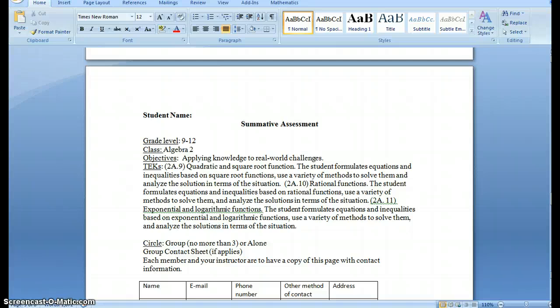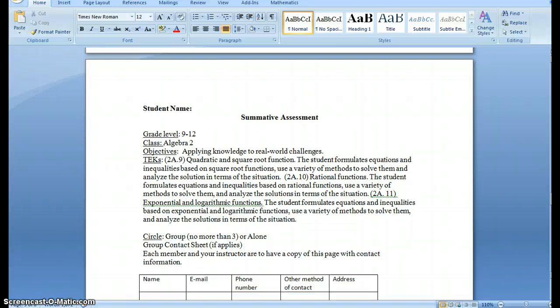Algebra 2, number 10, rational functions. The students formulate equations and inequalities based on rational functions, use various methods to solve them, and analyze the solution in terms of the situation. Algebra 2, number 11, exponential and logarithmic functions. So students formulate equations and inequalities based on exponential and logarithmic functions, use various methods to solve them, and analyze the solution in terms of the situation. So I'd give them that. Those are the tests we're going to be using.